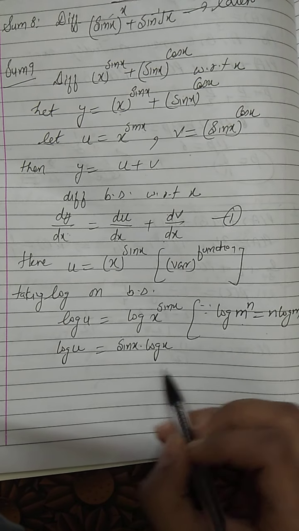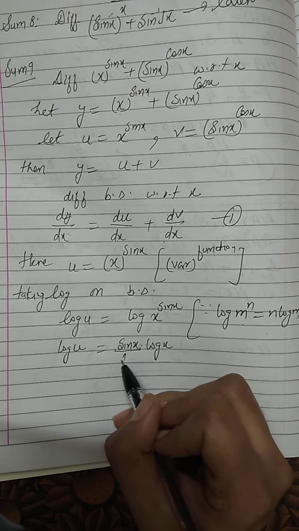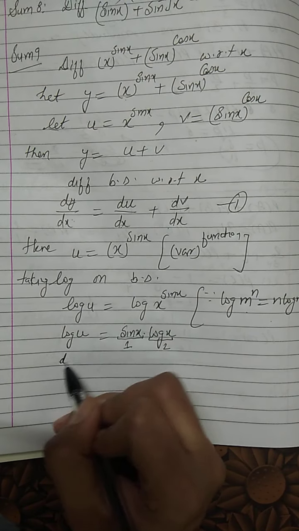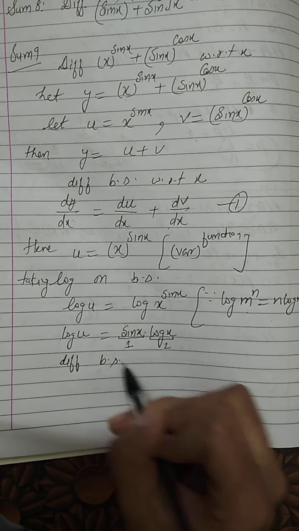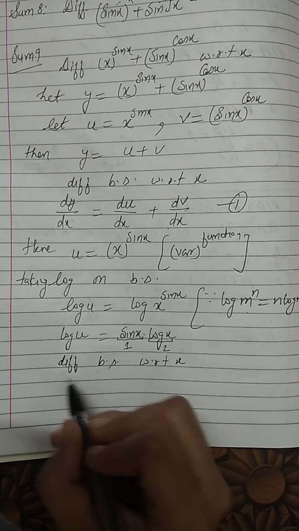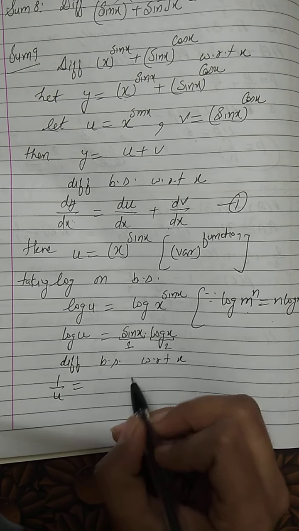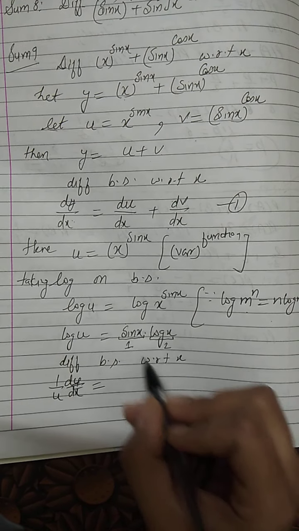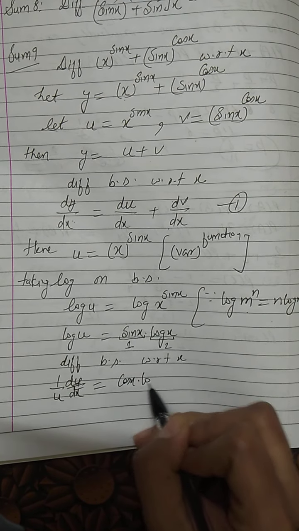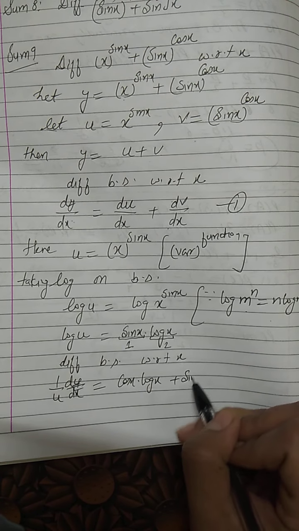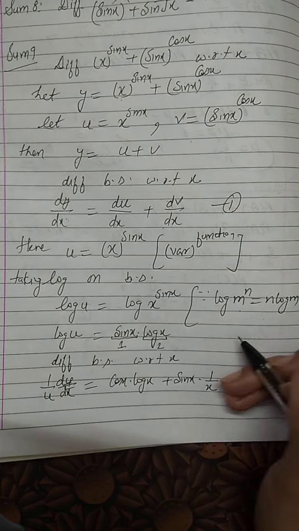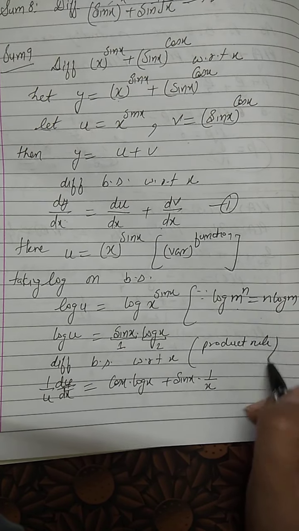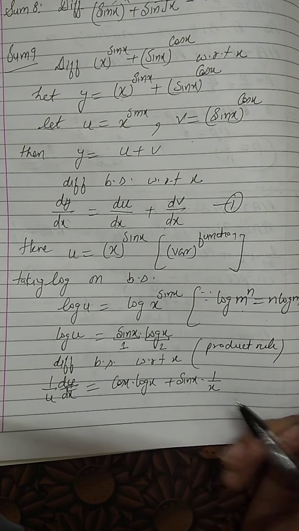Now the function is simplified, and here I have a product of two functions. This is our first function and this one is the second one. So now we will differentiate both sides with respect to x, and we get 1 by u du by dx equals the derivative of sine, which is cos x, log x as such, plus sine x, the derivative of log x, which is 1 by x. So we have applied the product rule. We have applied this rule quite many times, so I am just differentiating it directly.